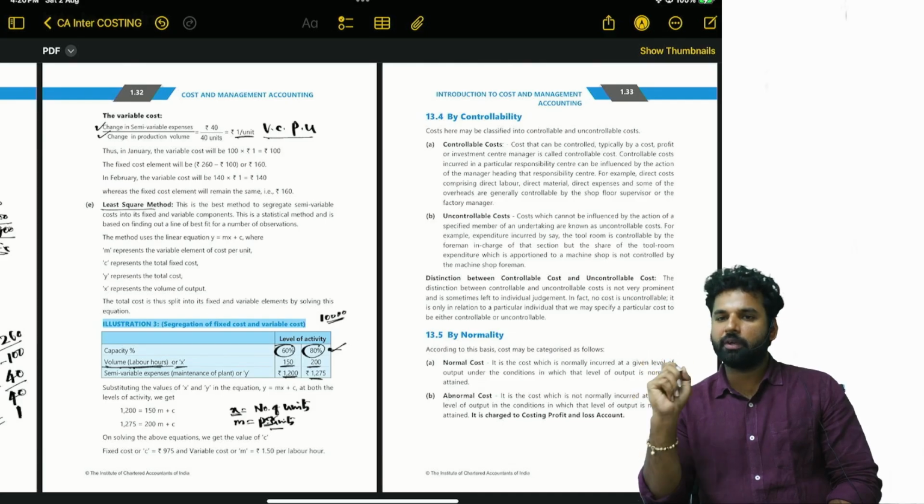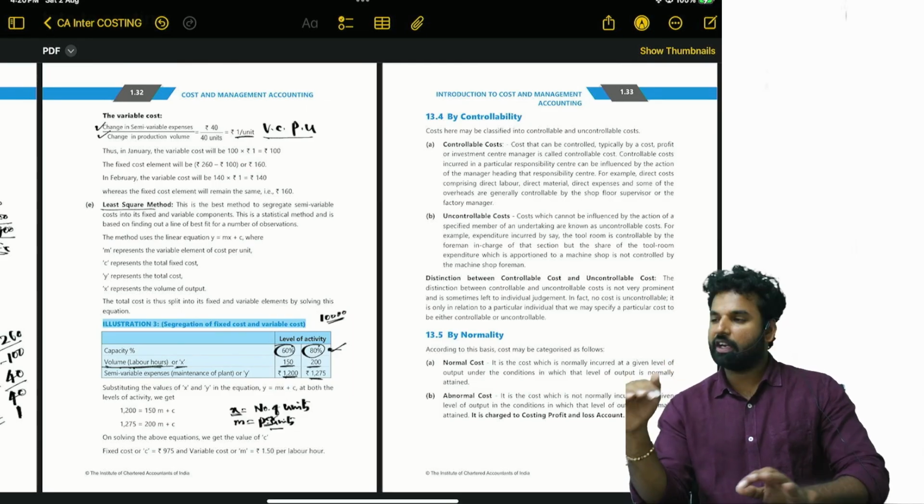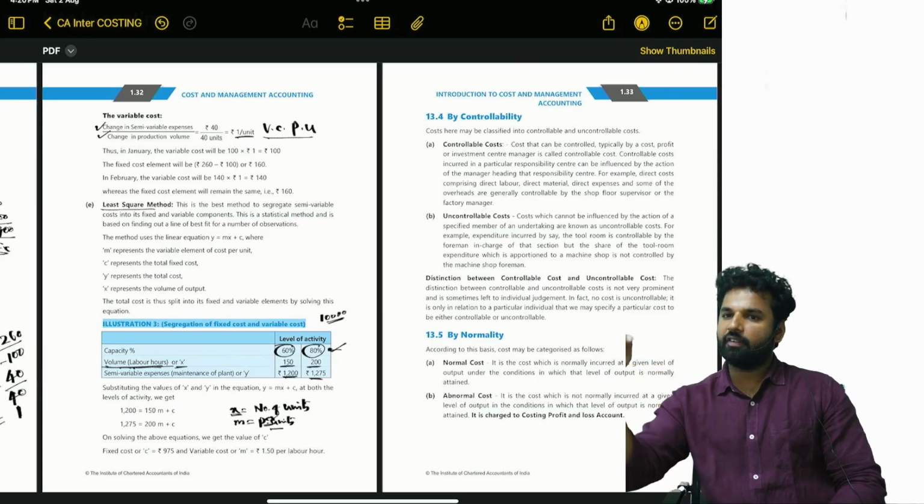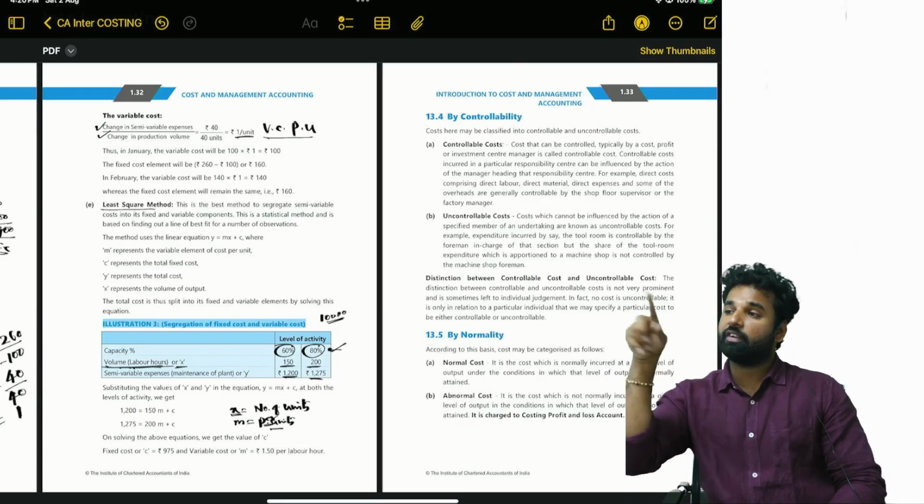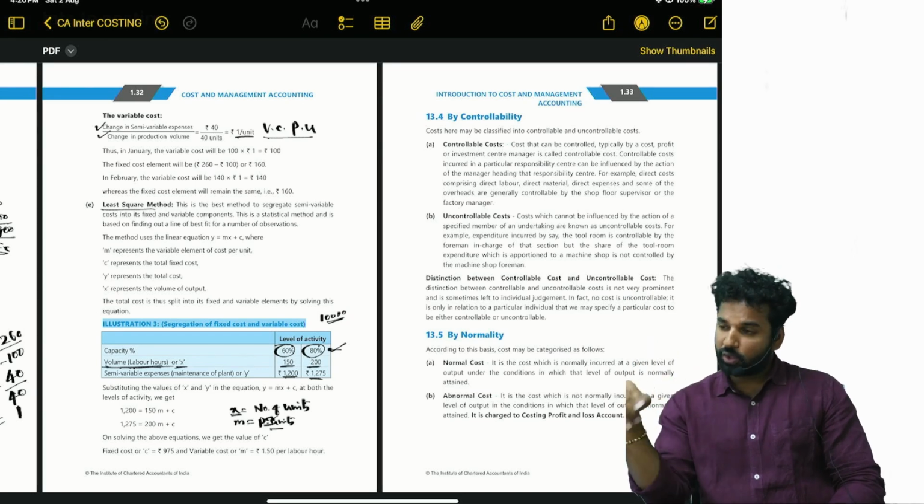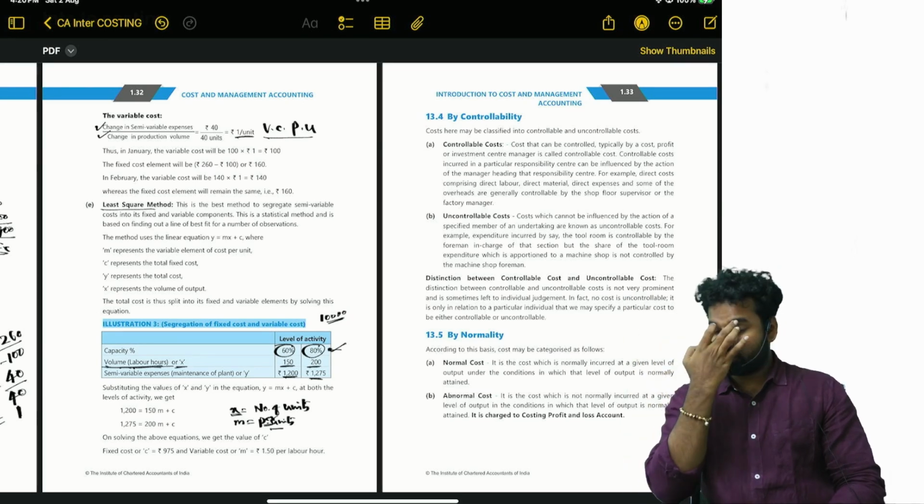What is the character of variable cost, or the behavior of variable cost? Per unit cost will be the same; it will not change for any level of activity. So whenever the activity level increases, total variable cost will increase, while per unit cost will be the same. That is what the nature is.